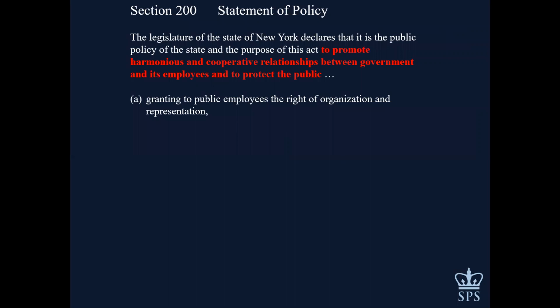Okay, forgive me, but the lawyer in me has to look at the statute a little bit to understand what its purpose was and what it tried to achieve. Section 200, which is the first part of the law, really lays out the reason why the law was put into effect. And that was to promote harmonious and cooperative relationships between government and its employees and to protect the public.